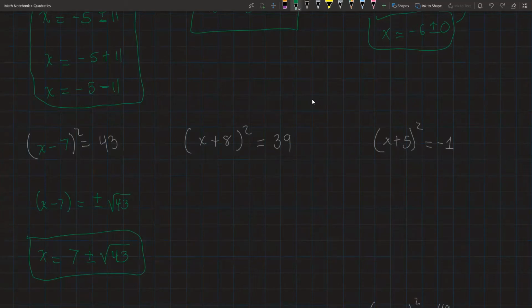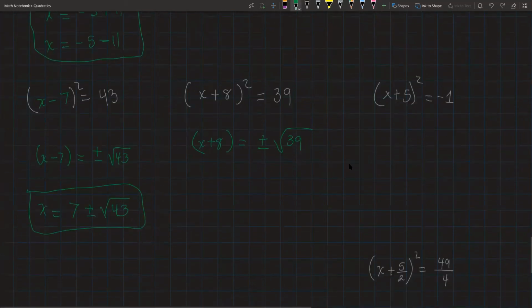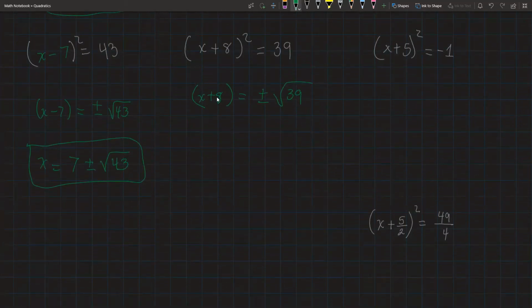Something squared equals 39. Is 39 a perfect square integer? It is not. So therefore, we will say the something equals a positive or negative square root of 39. What's the something inside? The something is x plus 8, x plus 8. And now we need to undo that. It's pretty simple. How do you undo adding 8? By subtracting it. So the two solutions can be represented as x equals negative 8 plus or minus the square root of 39.